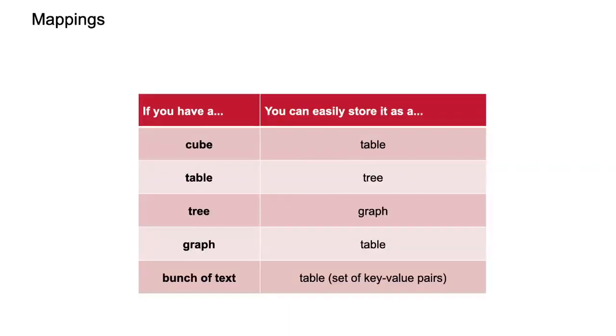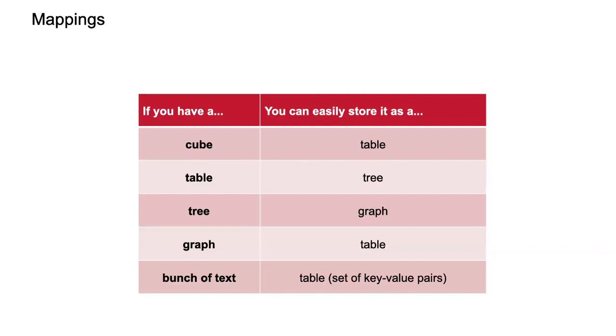Okay. Then something that we didn't really cover is the fact that we can, in fact, map shapes to each other. It means that we can store trees in tables. We can store tables in trees. Storing tables in trees actually is very natural because a table is just a flat collection of trees. Trees are easy to store as graphs because graphs have cycles, but trees do not. So graphs are more generic than trees.